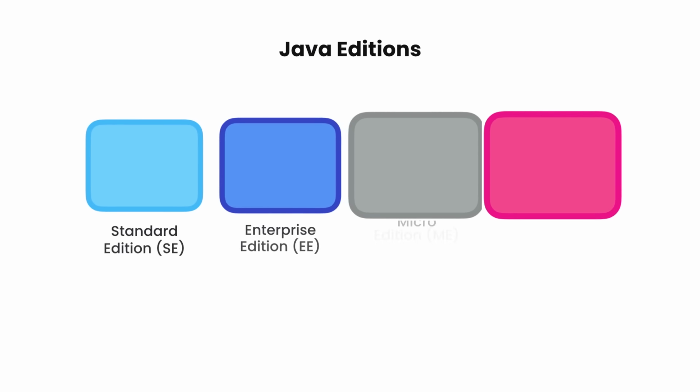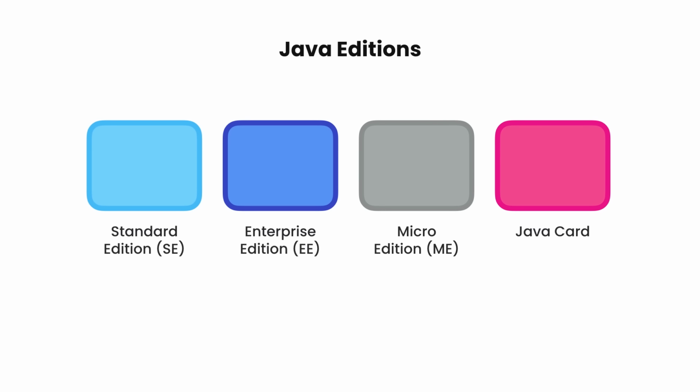We have 4 editions of Java for building different kinds of applications. We have Java Standard Edition. This is the core Java platform, which is what we're using in this course. It contains all of the libraries that every Java developer must learn. We have Java Enterprise Edition, which is used for building very large scale and distributed systems. It's built on top of Java Standard Edition and provides additional libraries for building fault-tolerant, distributed, multi-tier software.